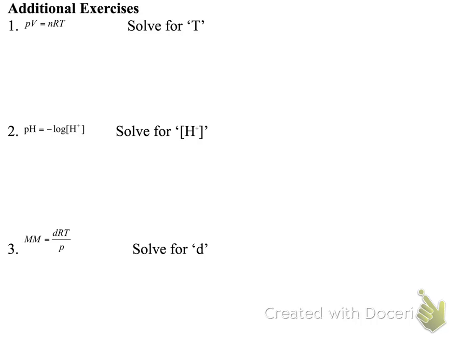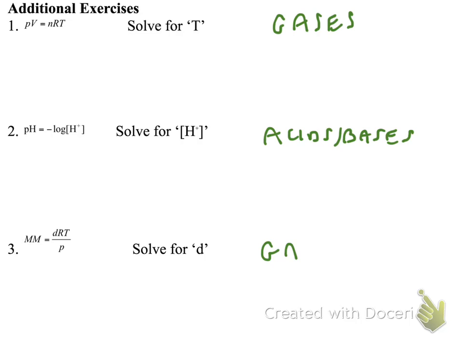So this PV equals nRT, this is something that deals with gases and how they react at a certain pressure, volume, with a number of moles, and at a certain temperature. This one, pH, that deals with acids and bases, and there's a lot of material on the AP exam about that. This is another one that deals with gases.